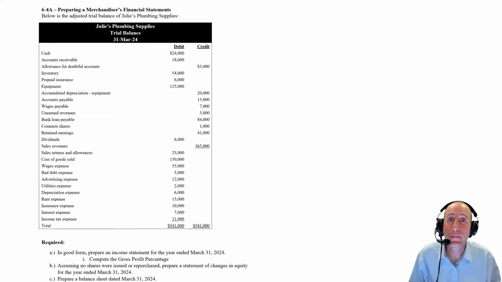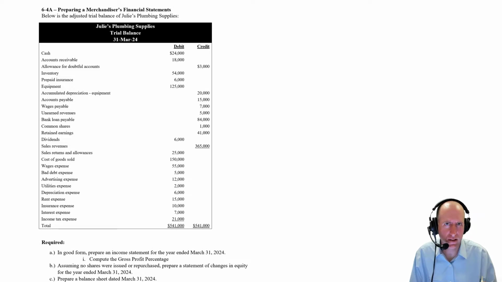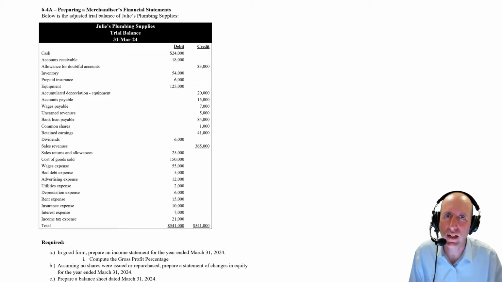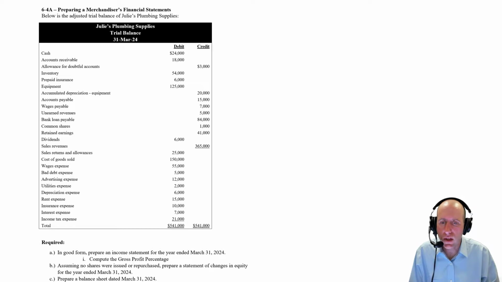Let's examine problem 6.4a. This has us doing financial statements for a merchandising company, a company that sells inventory. We haven't done this so far. When we did chapter 1 and even chapters 2 and 3, all of the companies we looked at provided services. They were like consulting companies. This company sells stuff, and because they sell stuff, their income statement is going to look a little bit different, as we will soon learn.